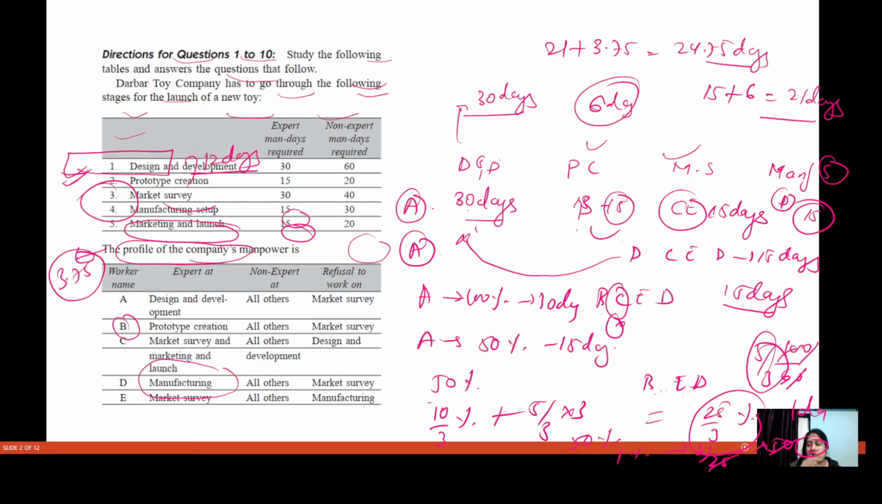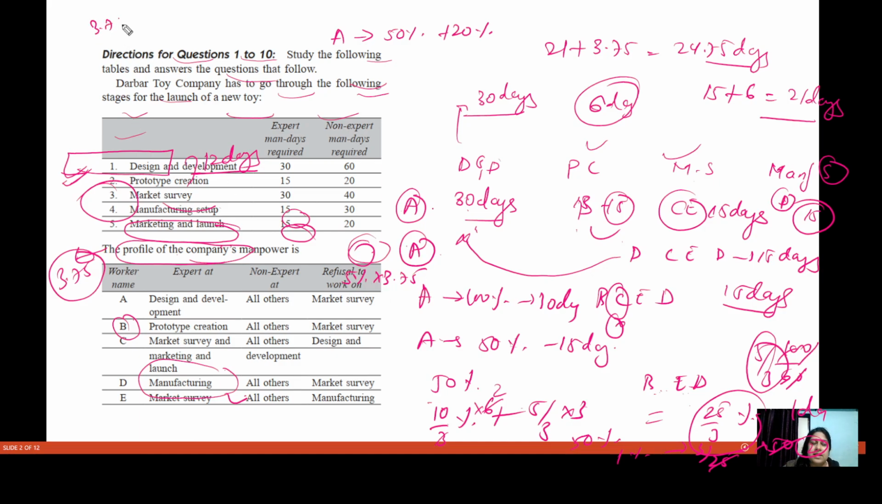Okay, so now this is the thing. Now see, all of these people, A is doing what percent of the work? See, A first did 50% of the work. Then in 6 days, A did 20% of the work. And then A went to do marketing and launch, and in marketing and launch, A is doing 5% of the work. How many days? 3.75 days.